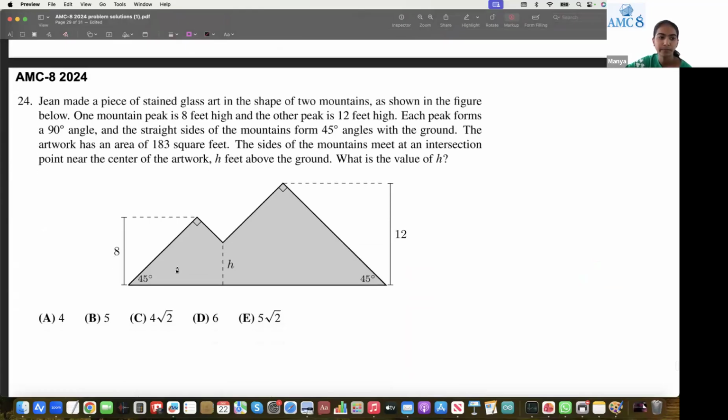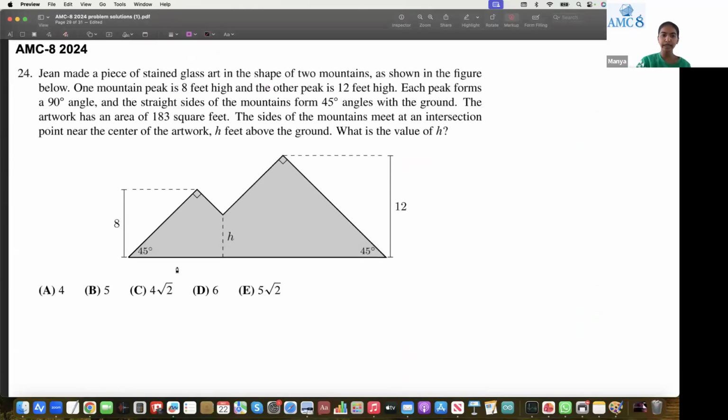Problem number 24. Jean made a piece of stained glass art in the shape of 2 mountains, as shown in the figure below. One mountain peak is 8 feet high, and the other peak is 12 feet high. Each peak forms a 90-degree angle, and the straight sides of the mountains form 45 degrees with the ground. The artwork has an area of 183 square feet, and the sides of the mountains meet at an intersection point near the center of the artwork, h feet above the ground. What is the value of h?